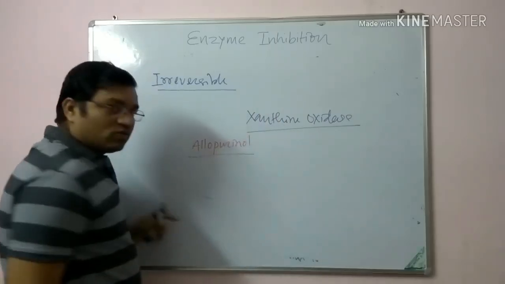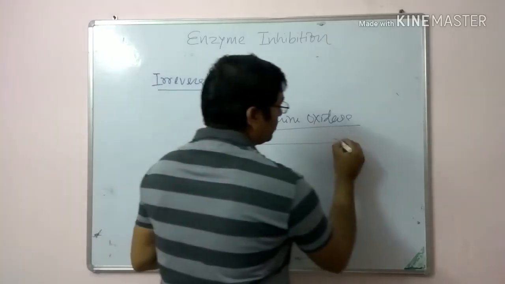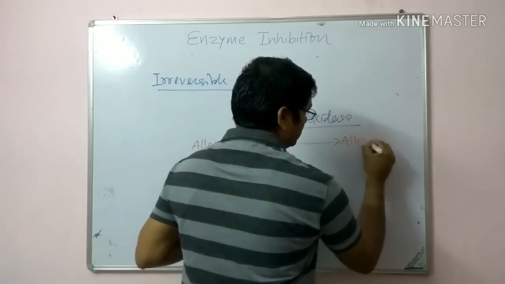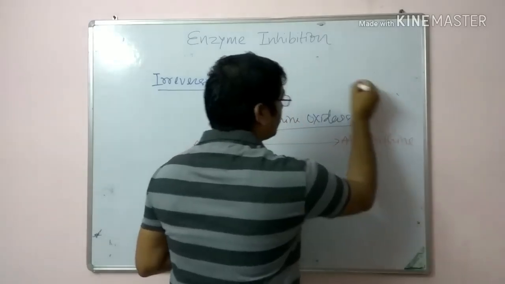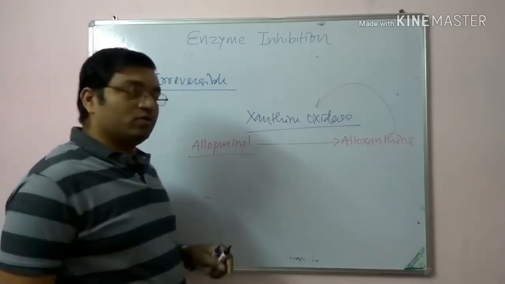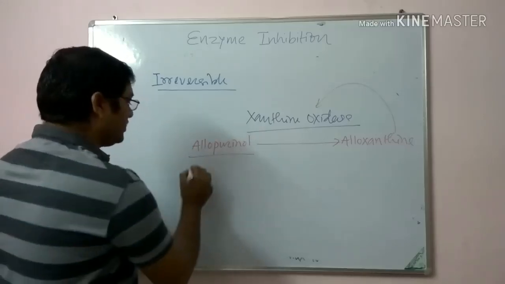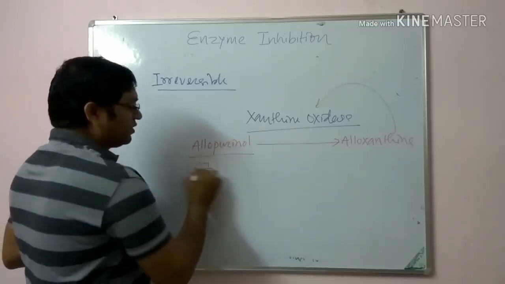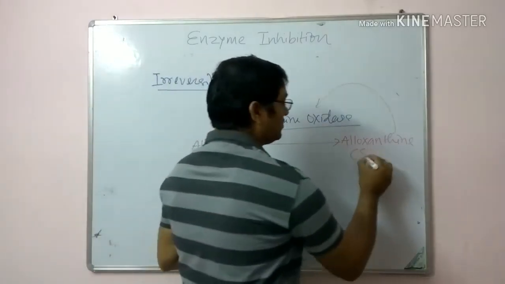What is the action of xanthine oxidase? Xanthine oxidase converts this allopurinol into alloxanthine, and this one is a more powerful inhibitor of xanthine oxidase than the allopurinol. So inhibition of xanthine oxidase with allopurinol is a competitive inhibition, and inhibition of xanthine oxidase with alloxanthine is suicide inhibition.